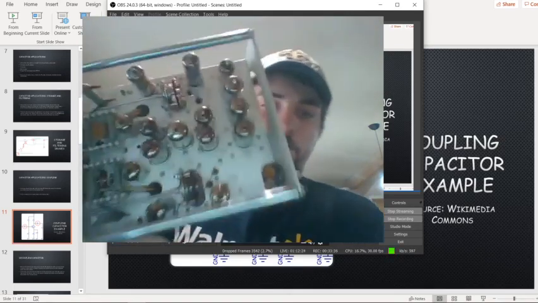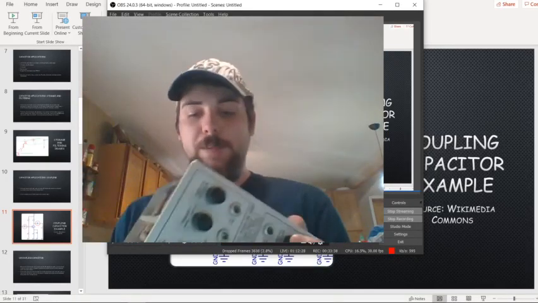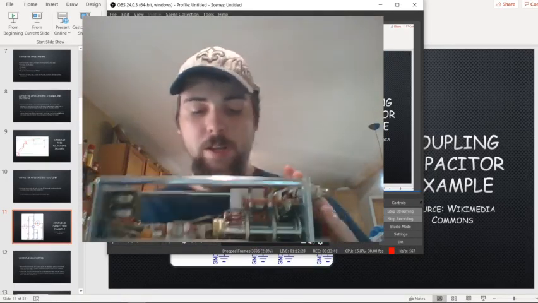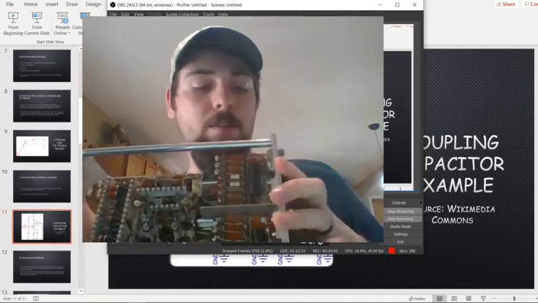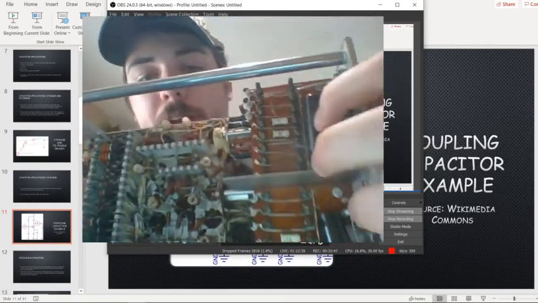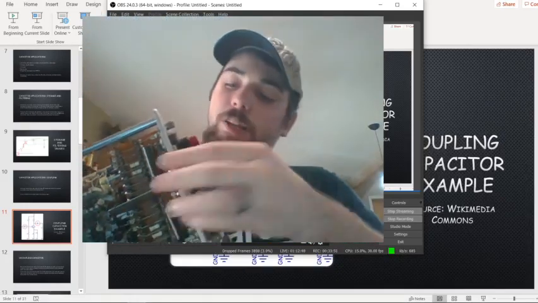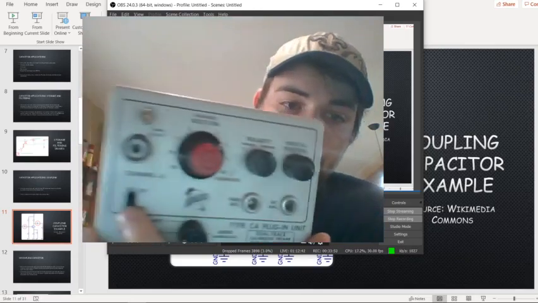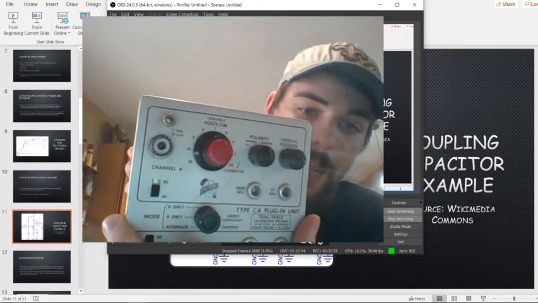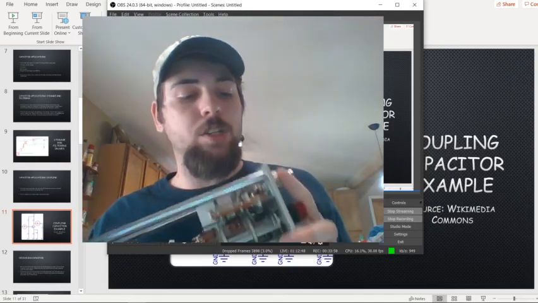Now, you'll notice vacuum tubes. Cool stuff. We won't go too deep into that, but you'll notice this one and this one. Those two capacitors right here are coupling capacitors. What it does is when you flip this switch right here from DC to AC, it changes.